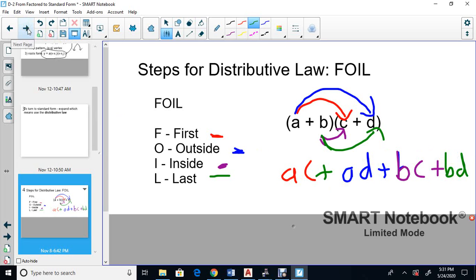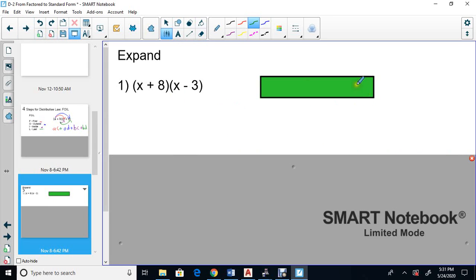The first example may clear things up, and you may remember how to do these. Okay, so here's our first example here. x plus 8 times x minus 3. So let's start off with the top. I'll use one color up here. So we'll go from x times x. So x times x is x squared. Then we'll do x times negative 3.